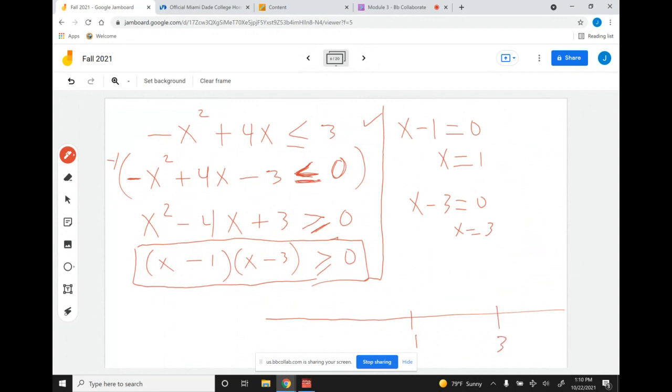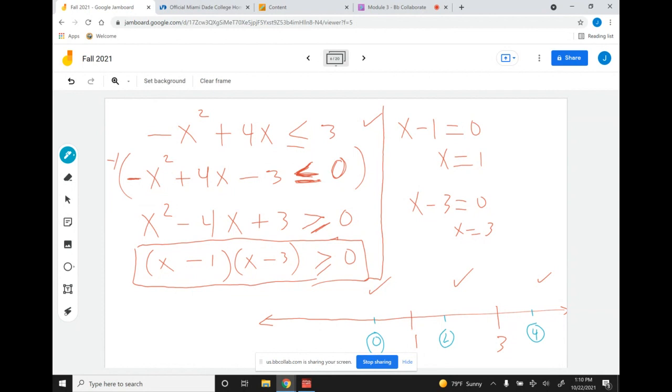So again, when you use two critical numbers, automatically you split the real line into 3 areas, 1, 2, 3. And now we're going to check. And I'm going to write my test points in a different color. So I'm going to use 4. I'm going to use 2. And I'm going to use 0. Okay. What do I do next? I'm going to check each of them.